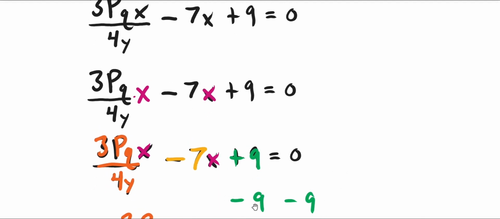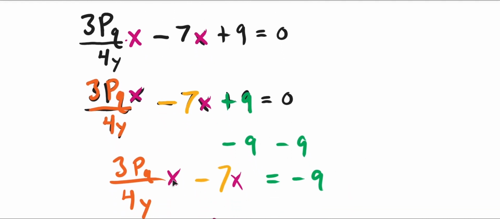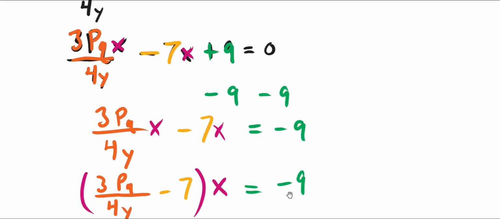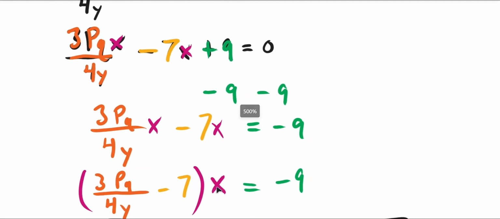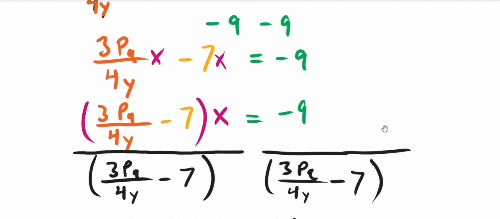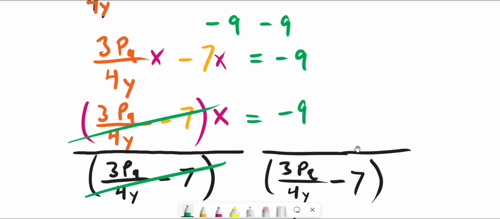So two of them have x's, one of them doesn't. Let's move that guy over to the other side. We want x's on one side and non-x's on the other side. So we move that guy over. And now I have terms that each one of them has an x in it. That means I can factor out x, and then x is being multiplied by this expression, 3pq over 4y minus 7. Okay, well, if I want to get rid of something that's multiplying, all I have to do is divide by it on both sides. On this side, it cancels, and on this side, it persists.